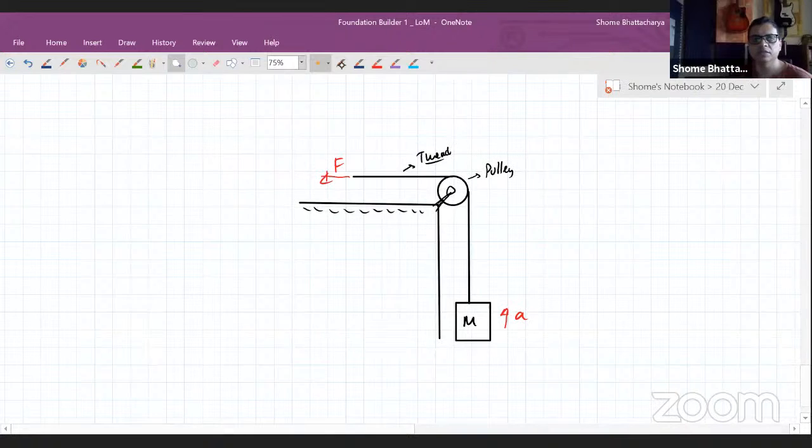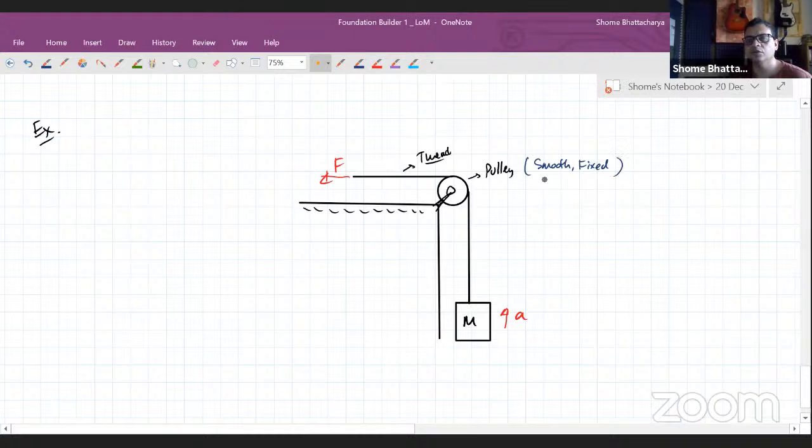So let's look at this numerical example now. So here, let's say there's again a smooth surface. Oh, sorry, the surface doesn't really matter here because you're applying a force. So the pulley that we are using is a smooth, fixed pulley.